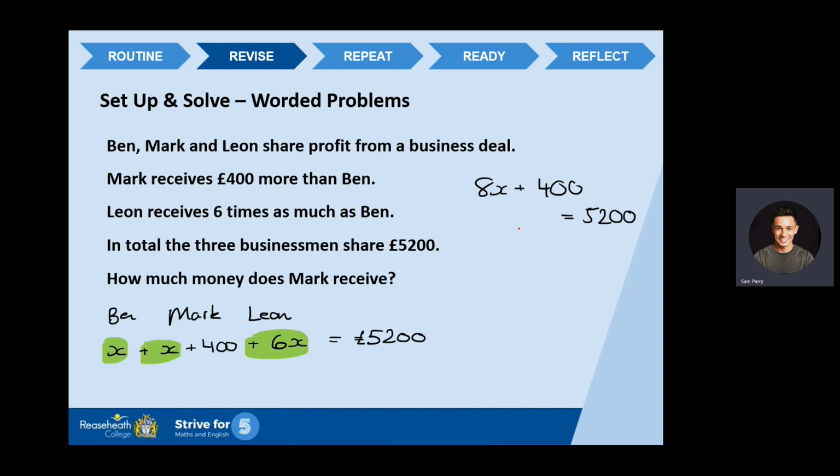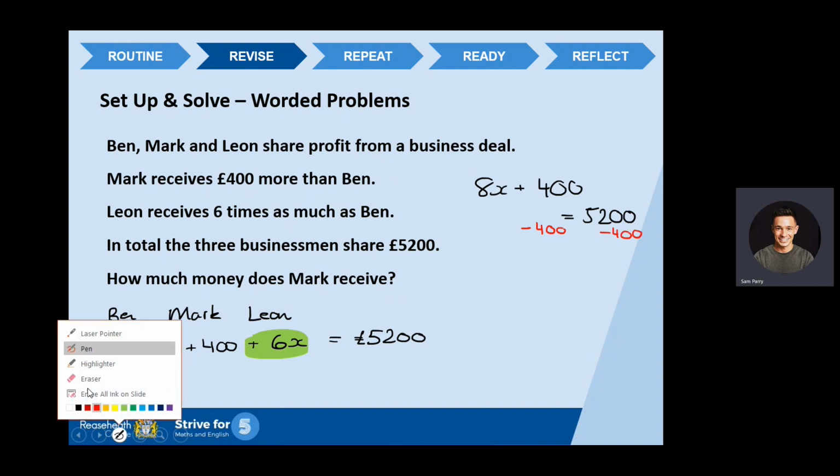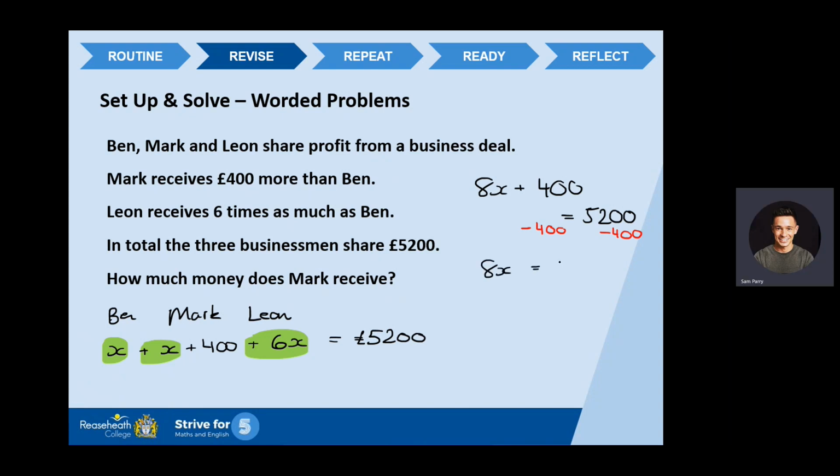Hopefully you guys have watched this video well enough now to know that the first thing we need to do is get rid of that plus 400. So we're going to do that by taking it away, and we do it to both sides. What does that leave me with? Well, on the left hand side, I'm going to have 8x. On the right hand side, I'm going to have £4,800. Now I'm going to try and keep the pound symbol in because we are dealing with money, so it is good to keep your symbols in there. I'll put it there as well, so I'm not a hypocrite.